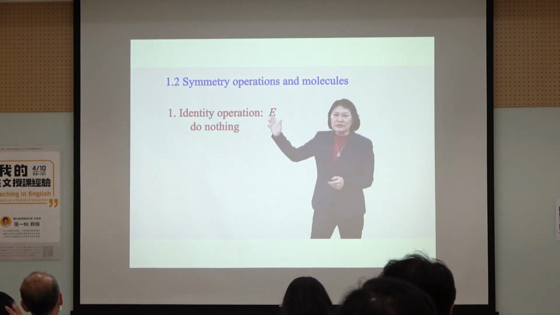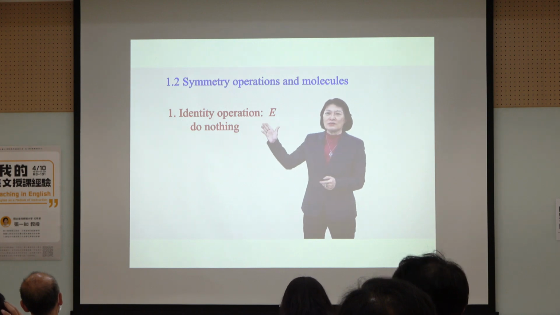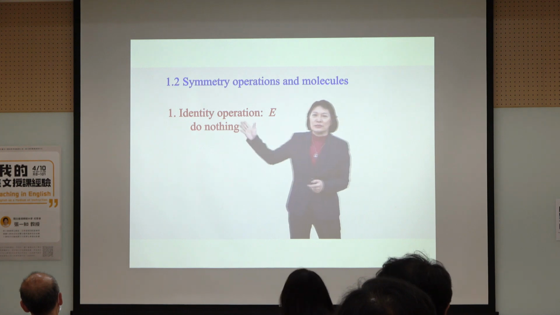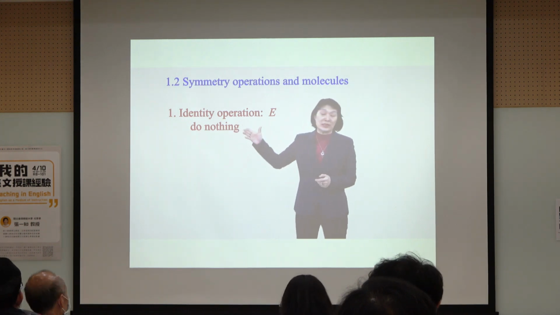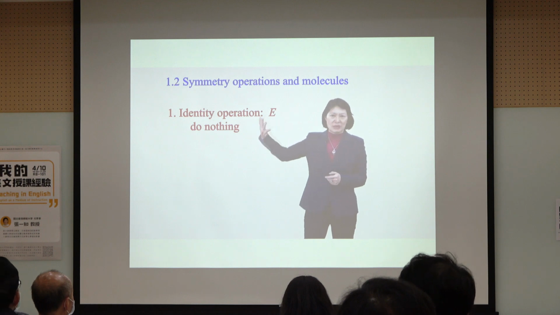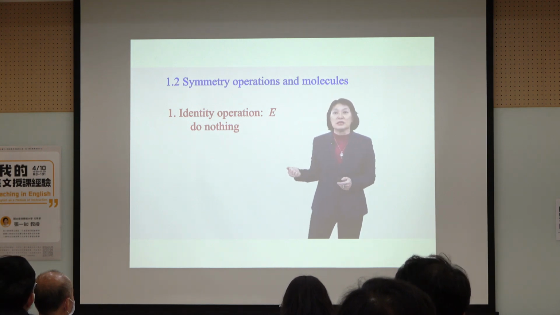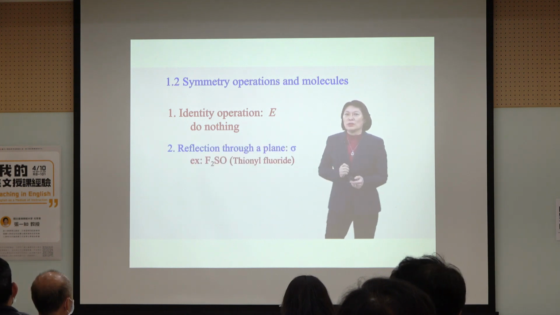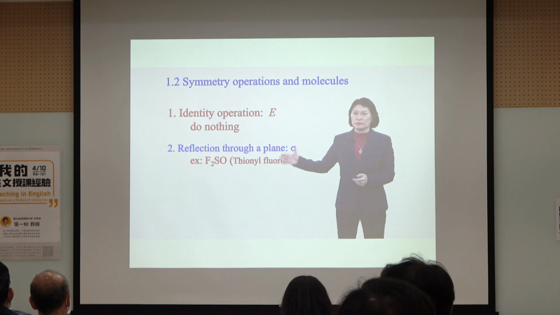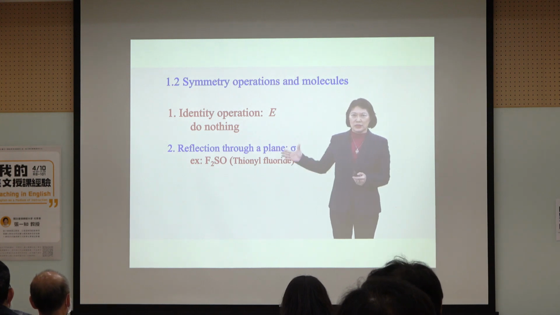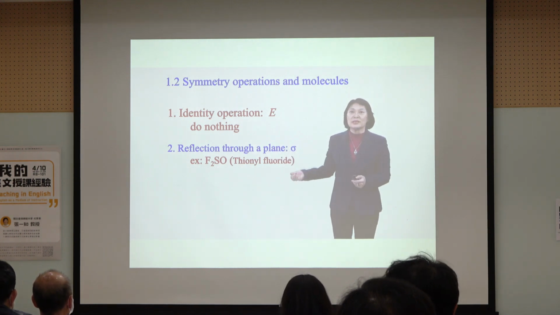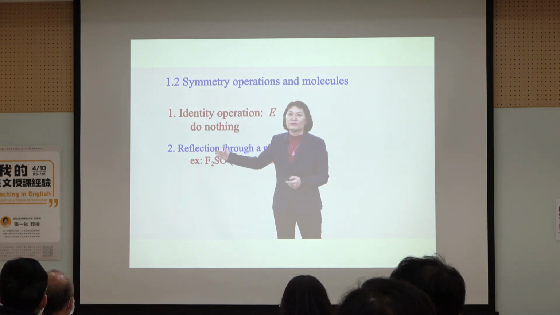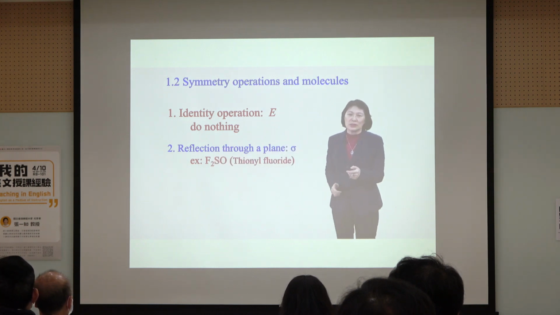First, there is an operation we call the identity operation. The symbol is E. This operation is more like doing nothing, so the symmetry is to itself. This is the basic one. And then the second one, we were first talking about a plane, the mirror. When we're talking about a mirror as a symmetry element, the operation is doing the reflection through a plane, through a mirror plane.